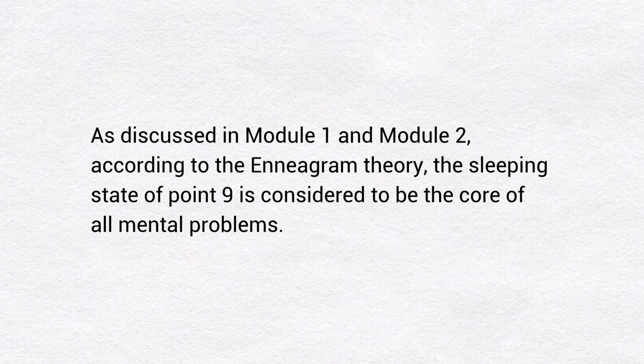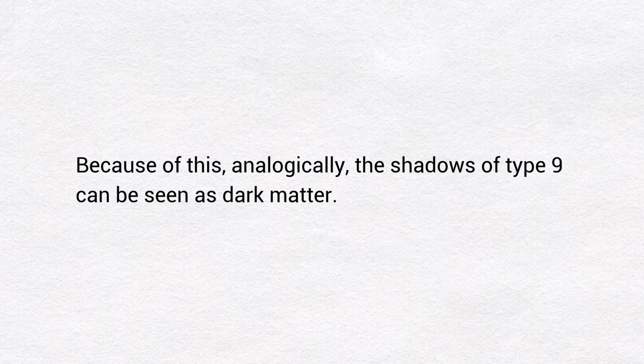As discussed in Module 1 and Module 2, according to the Enneagram theory, the sleeping state of point 9 is considered to be the core of all mental problems. Because of this, analogically, the shadows of type 9 can be seen as dark matter. It will be analyzed step by step.